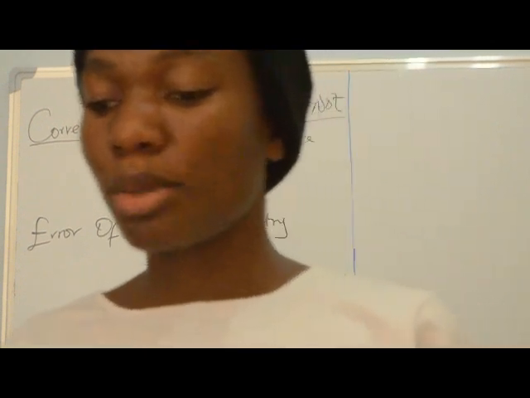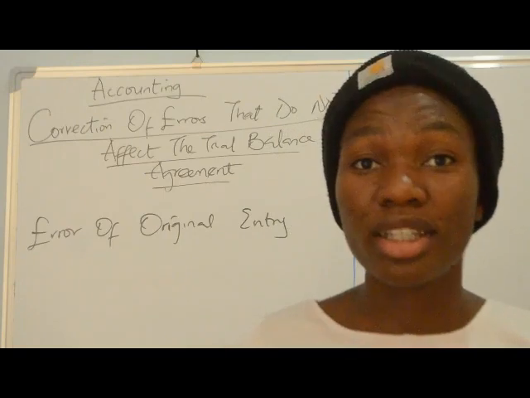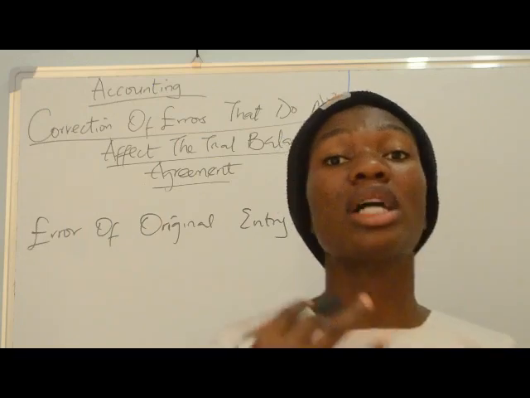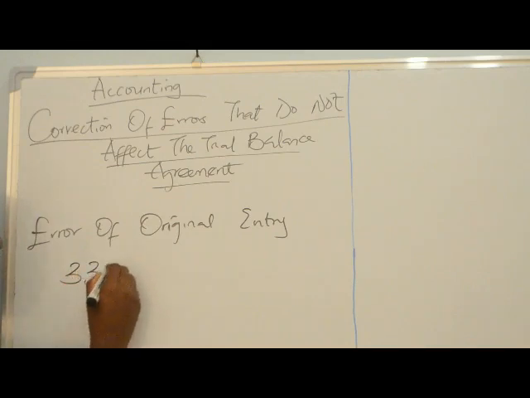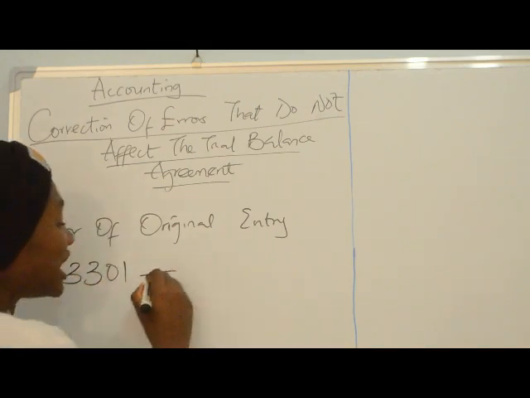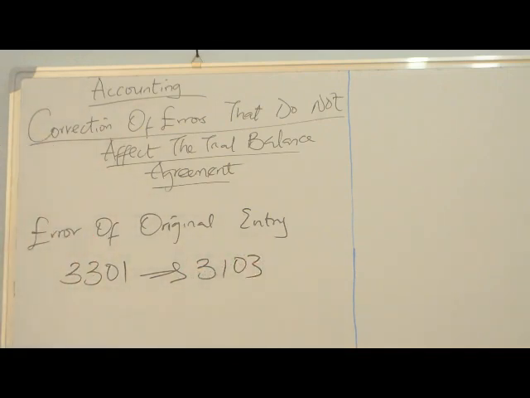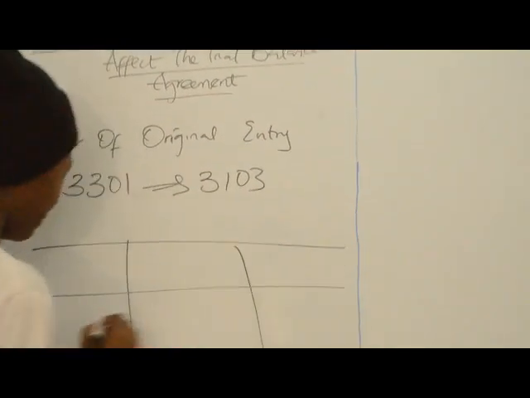We have that a purchase of goods of 3,301 naira from Ayo was entered as 3,103 naira. So quickly, I'll be writing the two amounts. The original amount is 3,301 naira, but the amount entered in the books is 3,103 naira. Are we together? So it means the account was correctly debited and credited as it should, but the amount was the issue. So in this account, what we simply do is we take in our difference.